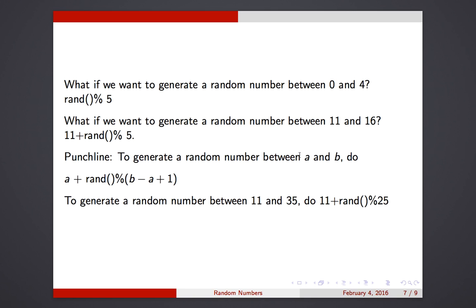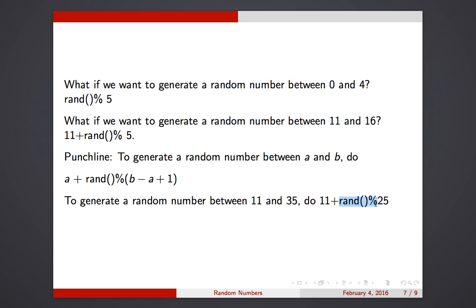So just for another example here, to generate a random number between 11 and 35, how would you do that? We'll just take 35 minus 11. That's 24. Then add 1 to that to get you 25, and then shift things up by 11.